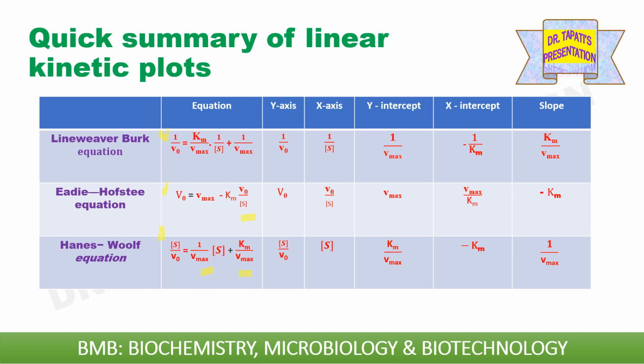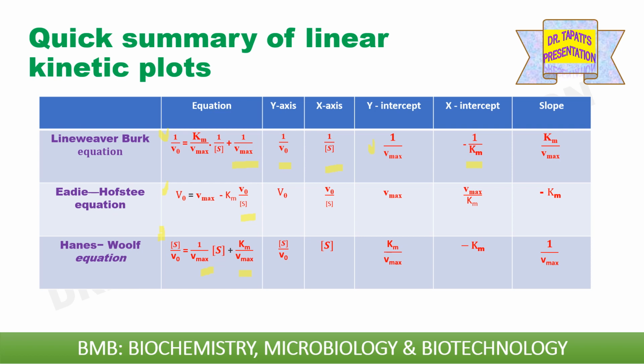From these three equations we can get the y-axis value, x-axis value, y-intercept, x-intercept as well as slope. In case of the Lineweaver-Burk equation, the y-axis value is 1 by V0, and the x-axis value we are plotting is 1 by S. So in case of Lineweaver-Burk, we are plotting 1 by V0 versus 1 by S. In that case, the y-intercept is 1 by Vmax. From this equation you can get the y-intercept value, that is 1 by Vmax, and the x-intercept is minus 1 by Km.